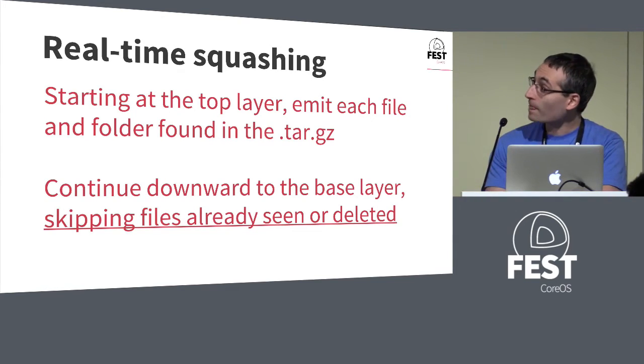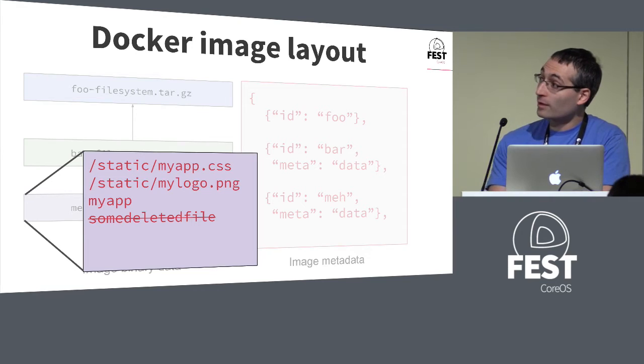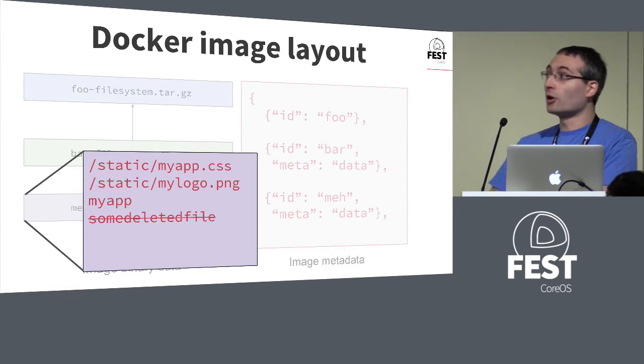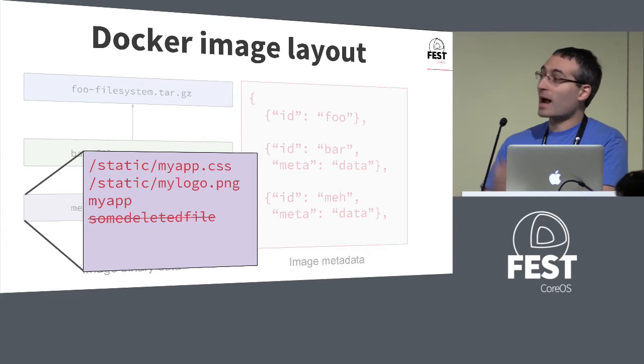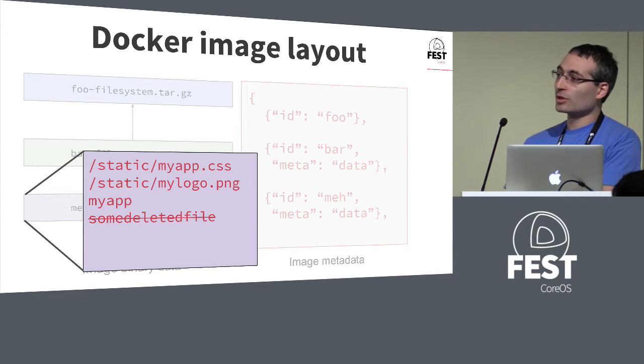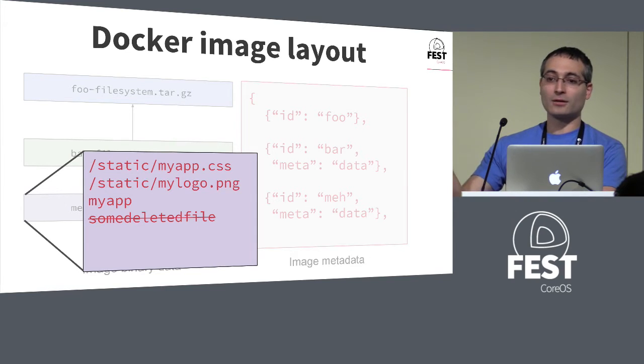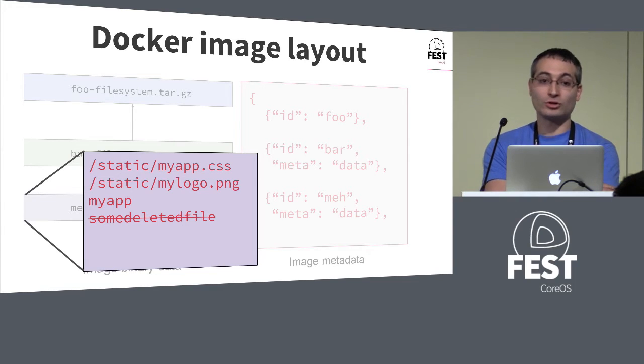If we look at a blown-up example of our layer, we can see here we have 3 files that were added: static/myapp.css, static/mylogo.png, and myapp, say a binary, and then a special entry that says I deleted a file. This is particularly interesting because Docker only stores entries marking files as deleted. If you delete a file in a later layer that existed in a base layer, it'll still be sent along the wire when you do a pull.